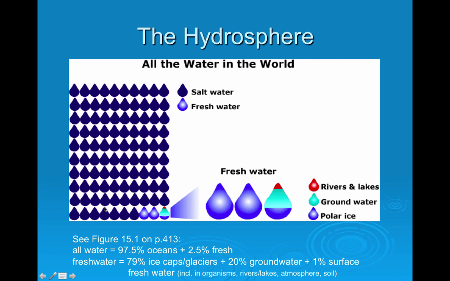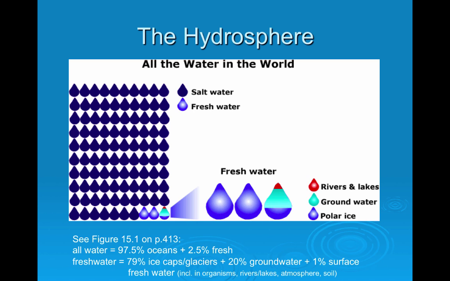All right, what percentage of all water is saltwater? That would be 97.5%, which means that 2.5% of all water on this planet is freshwater. Of that freshwater, almost 80% of that 2.5% is locked away in ice caps and glaciers.